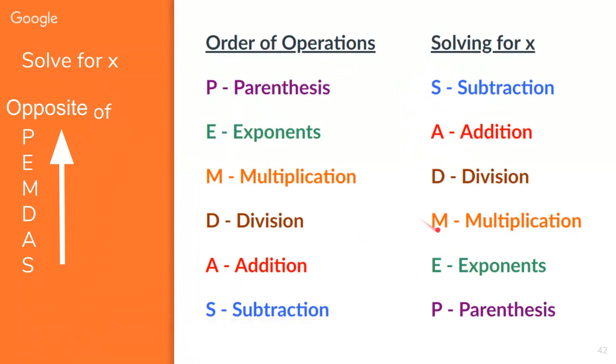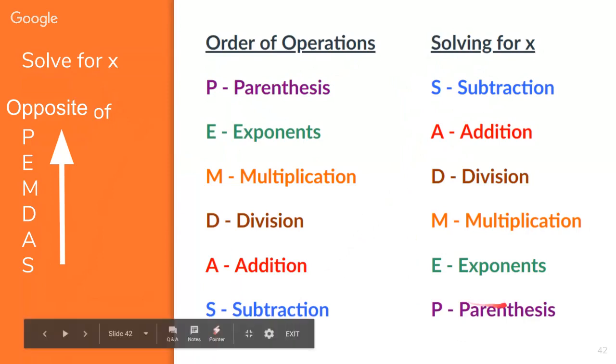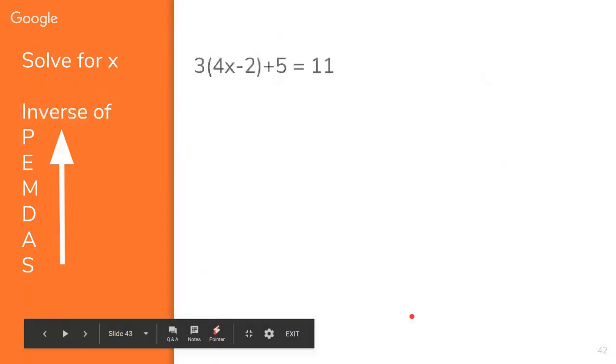So opposite of subtraction is addition, opposite of addition, subtraction. Division and multiplication, they are opposites. Exponents is special. We'll learn more about it in a future lesson maybe. And the inverse of that will be radicals, and there's parentheses last.